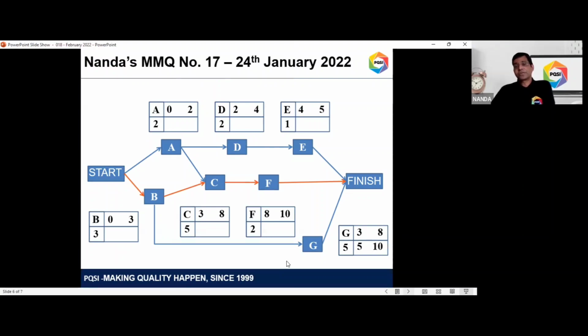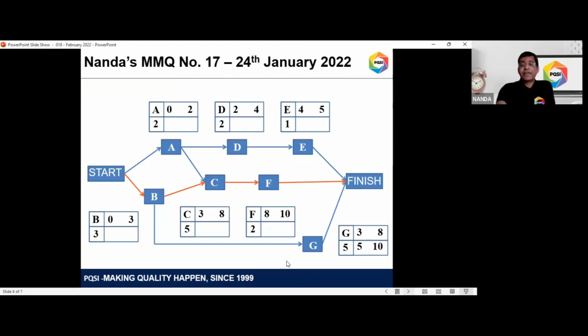So if you want to finish this project, it has to be 10 days. So G, you can finish it on the 10th day. It takes 5 days to finish G, which means the latest start that it can have is day 5. So that's how 5, 10.